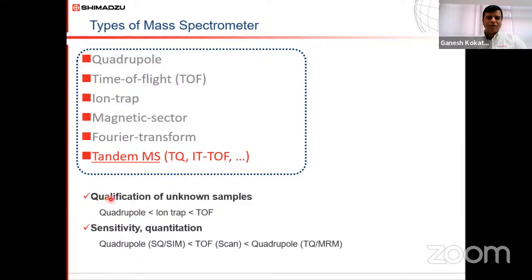Among quadrupole, ion trap, and TOF, if we are doing qualification of an unknown sample, quadrupole plays a huge role. It's more important than ion trap or TOF. When you are talking about selectivity, sensitivity, or quantification, quadrupole once again shows higher selectivity and higher sensitivity. Each technique has its own benefits, but in general terms, if you want to qualify and quantify, the most important LCMS is the quadrupole.